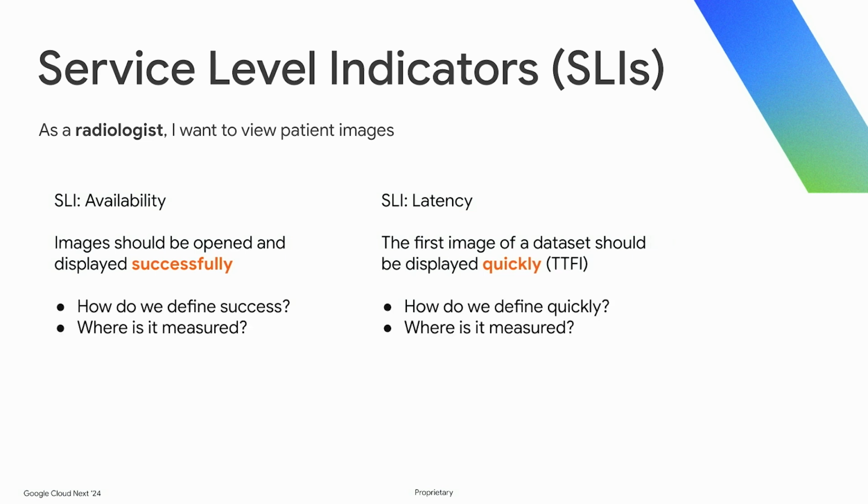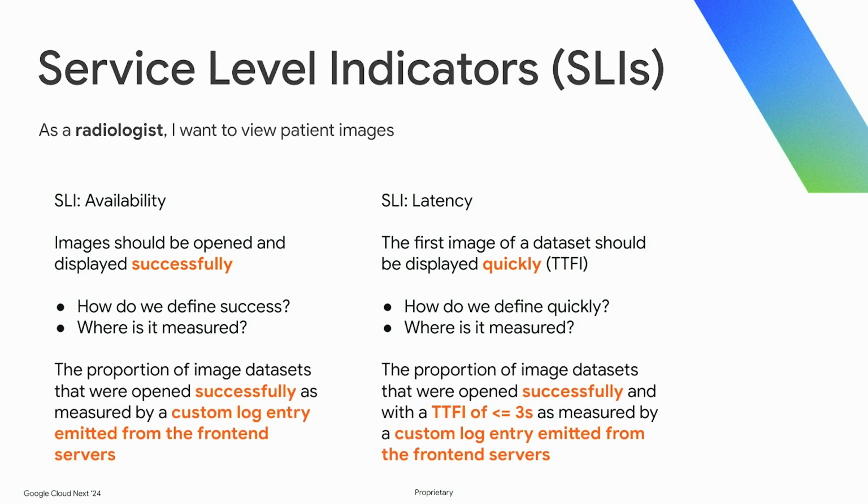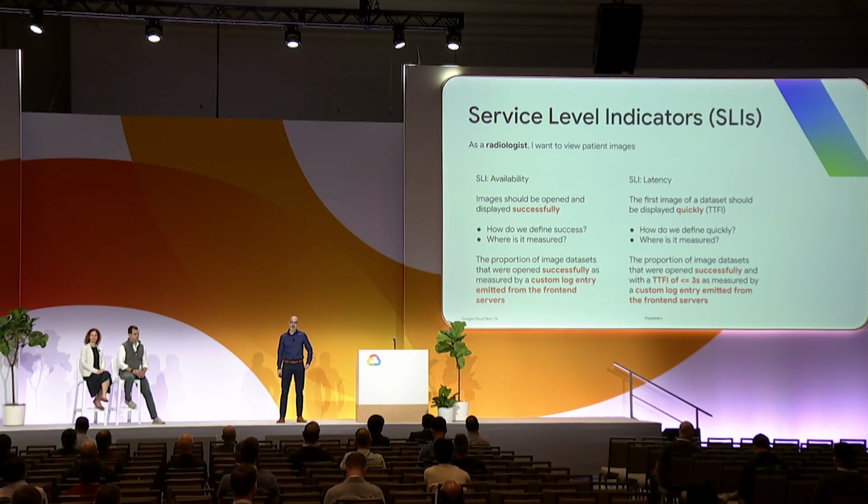So how do we actually define successfully and quickly, and where will we get the measurements from? For success, we are going to measure the proportion of image data sets that were opened. And for latency, because an image data set can have hundreds or more images in it, we're going to measure the time it takes for the first image to be displayed. And both of these will be measured by custom log entries emitted by our front end.